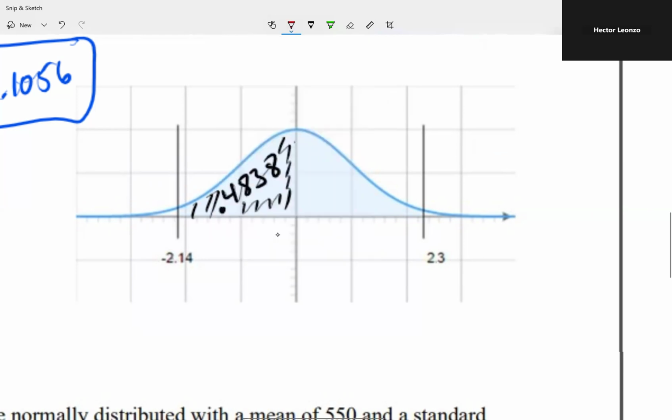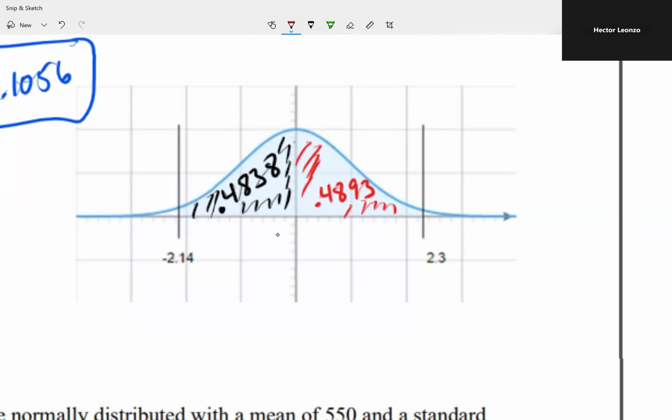We use red now for this other 2.3. If I read my table, 2.3 is the same thing as 2.30. My probability that I get is 0.4893. And that is the distance between 2.3 and the mean, the center.